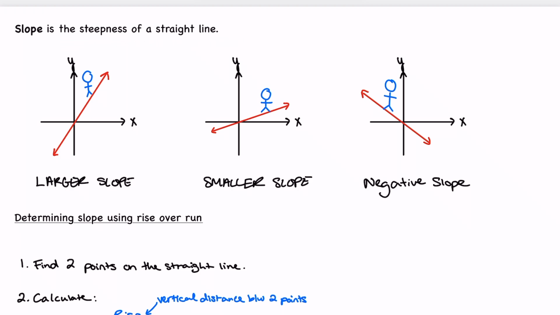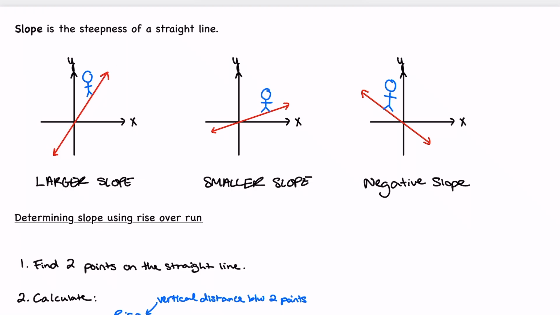If we graph a straight line like these three over here, looking left to right, it kind of looks like we have a person walking up a hill. And the person walking up this hill is going to have a harder time than the person over here walking up this hill. And that is because this line has a larger slope. So the larger the slope, the more steep the straight line is.